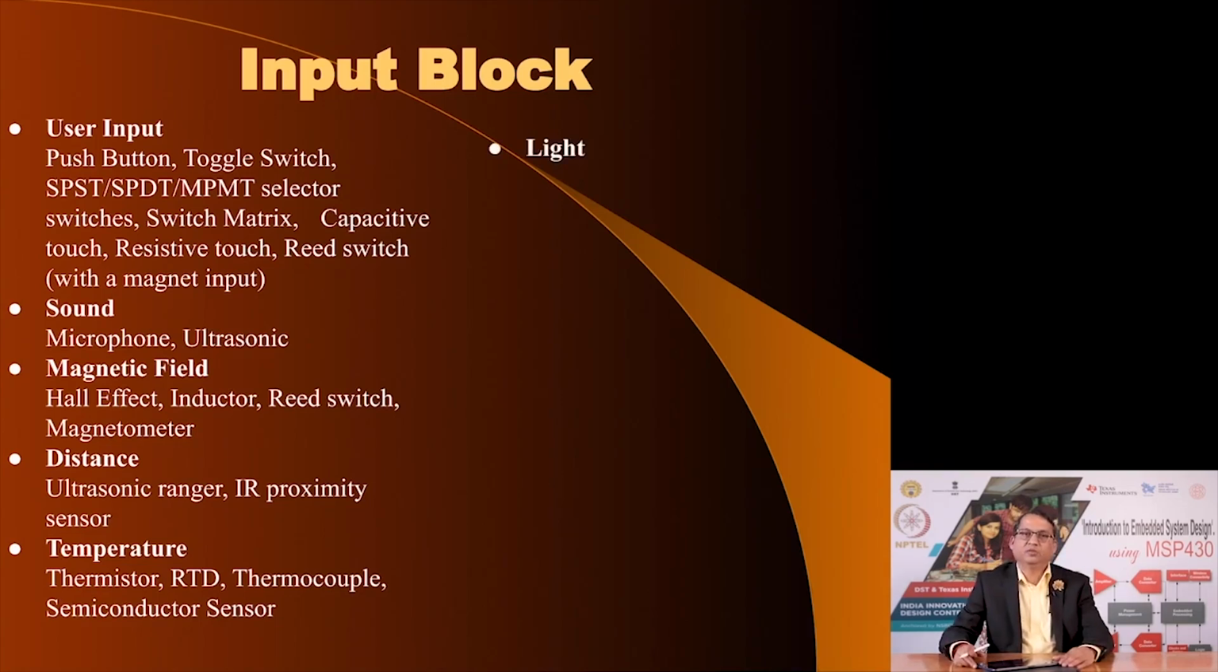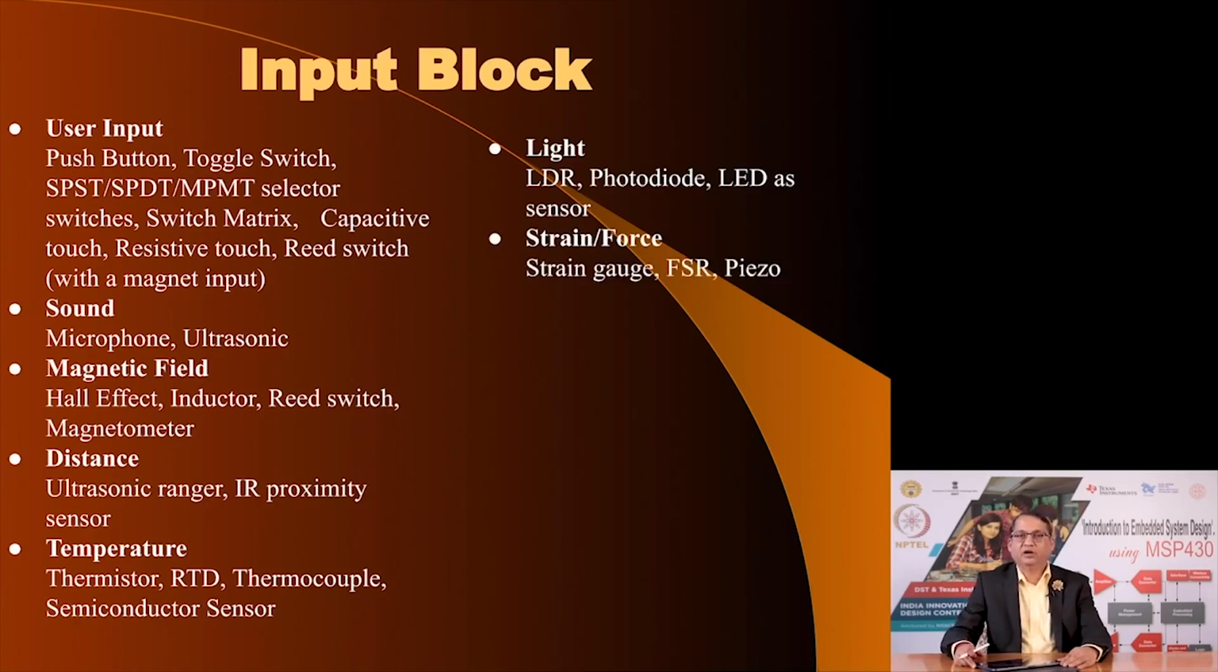You may want to input information regarding ambient light, and for that you could use an LDR, and as you know, an LDR is part of our inventory. We could use a photodiode. It turns out that even an LED, which is otherwise an output device, with which you can generate light, can also be used to sense light. Then you may want to input strain or force information, and for that you have a strain gauge or an FSR, that is a force sensitive resistor. You could use a piezo sensor to measure strain and force.